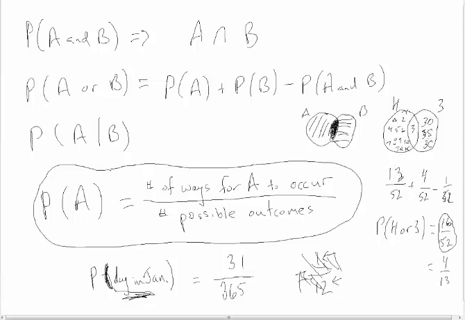Okay, so we add the hearts, we add the 3s, but we subtract the 3 of hearts, which would get counted twice. Okay, so that's an OR situation.